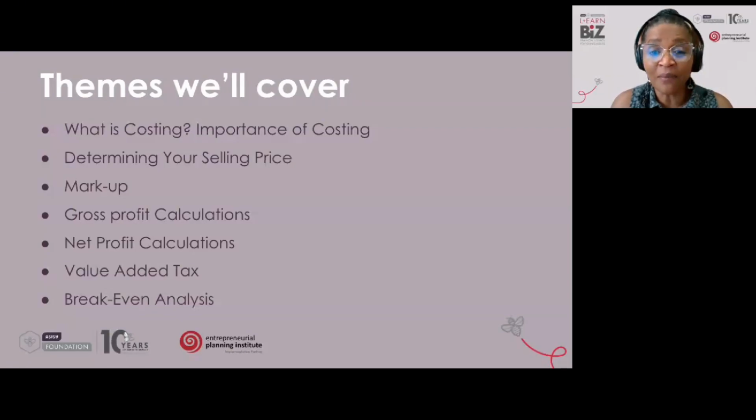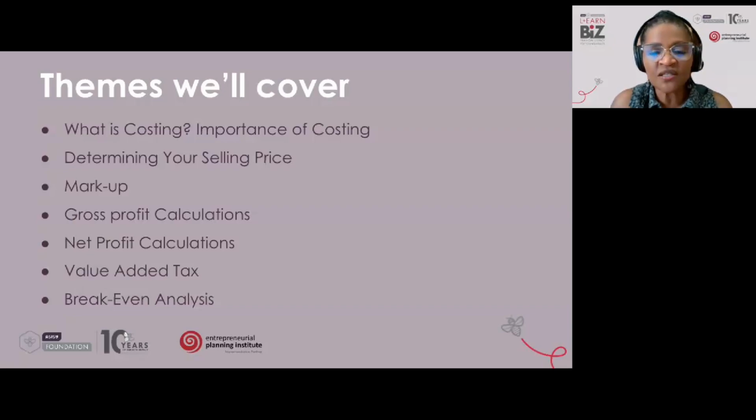We're going to talk about the markup principle. It's a principle of costing. We're going to move and speak about gross profit, looking at what it serves in my business as a business owner in decision making. So all these things are linked to the ability to calculate them, but also what it means in making decisions and making my business profitable. The same thing with the net profit.